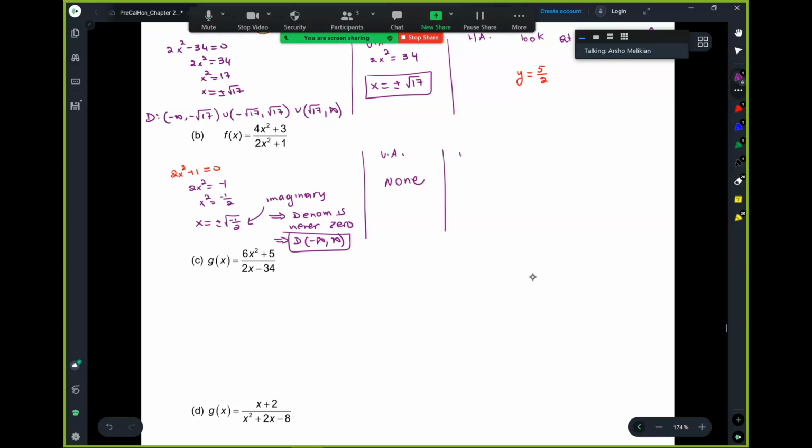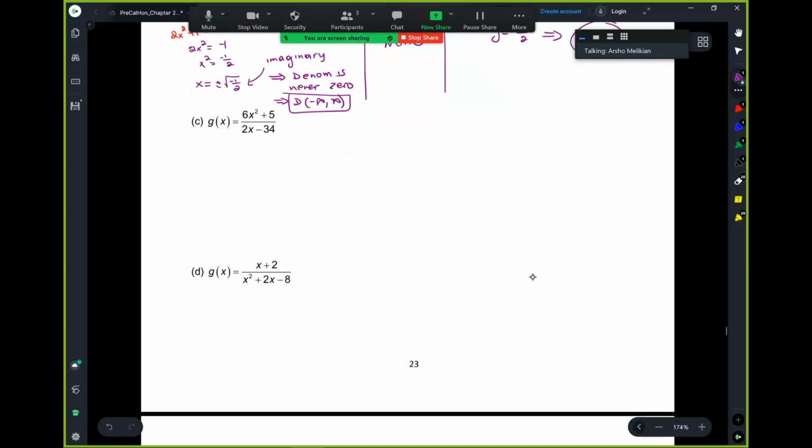All right, horizontal asymptotes. Take the highest term over the highest term. y equals 4 over 2. y equals 2. Okay? Questions? What's that? Okay. All right, let's do another one.